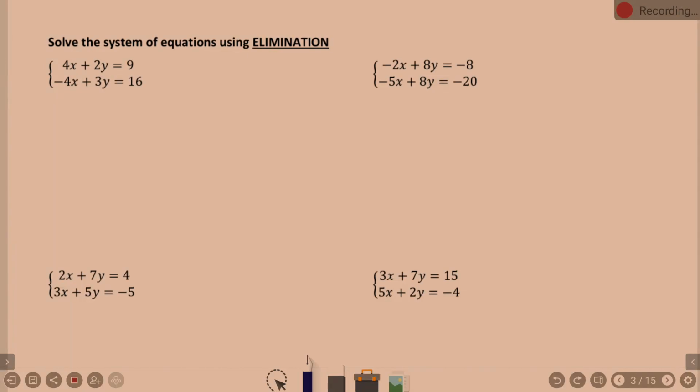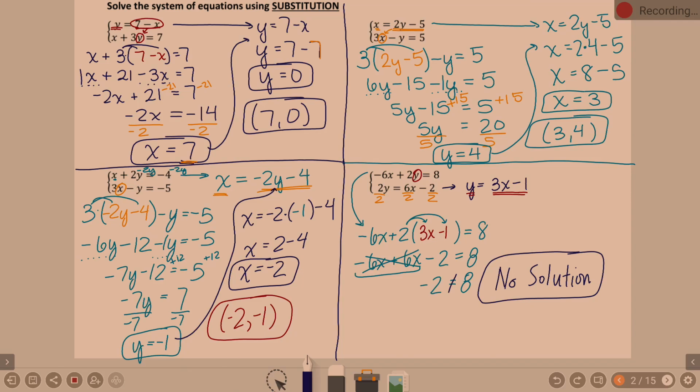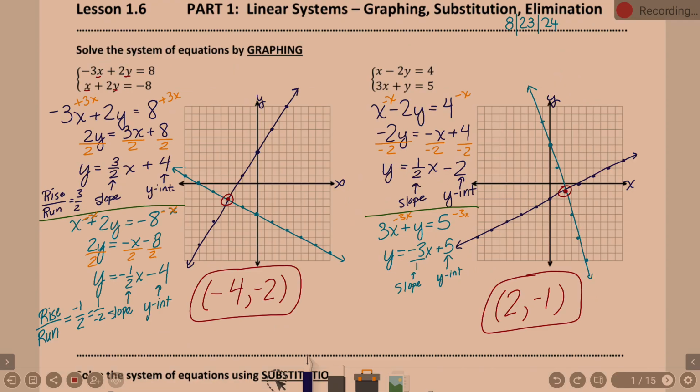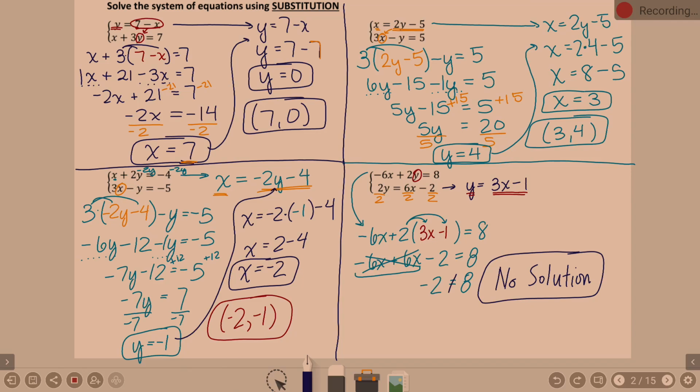1.6 Part 1 notes. As we finish these up, remember, this is Algebra 1 review at this point, okay? I'm reteaching it, but this is review. And just for a brief recap, on Friday, we started off solving systems of equations by graphing, right? You were expected to graph the two lines and look for where they intersect, yes?